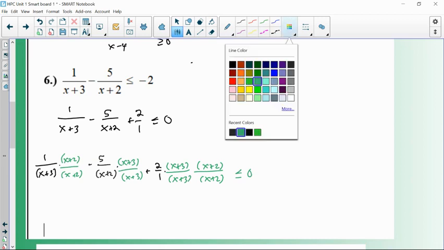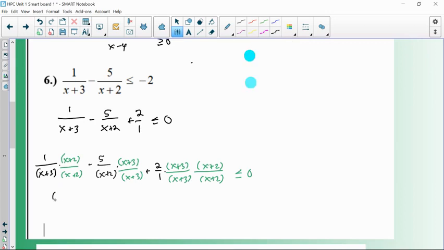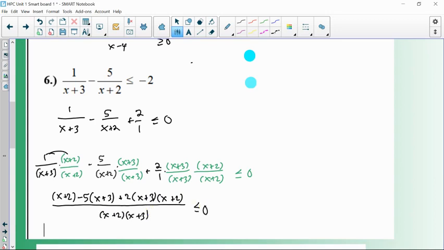Okay, so now I can actually multiply. So I have x plus 2 in the top. Distributing that 1 is not going to change anything. Minus 5 times x plus 3. I'm going to have to be really careful when I distribute. Plus 2 times x plus 3. X plus 2 all over x plus 2 times x plus 3 less than or equal to 0.